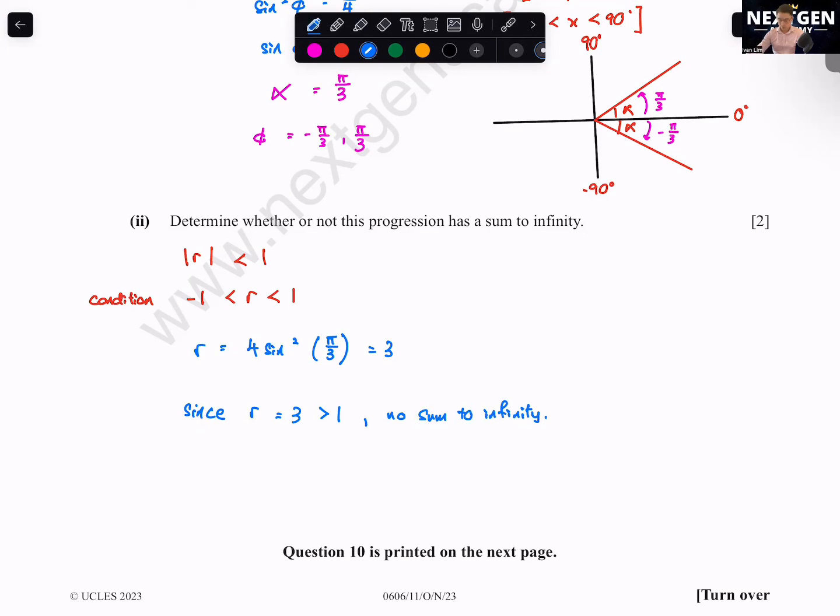What about phi equals negative pi over 3? You put inside and see what you get. It's 3. Same thing also. Also still out of the range. Okay, and do here.